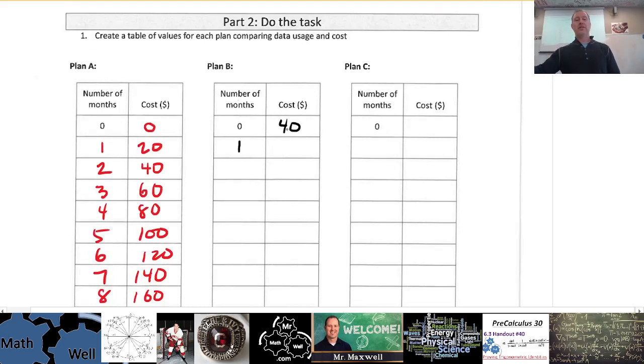Very good. It's the 40 plus the 10. So I'll just write that out. It's the 40 startup plus $10 for the first month is 50. Good. After 2 months, 60. Good. We're just adding 10 now each month, right? So we have the initial startup, and now we just add 10 each month. So go ahead and finish that column.